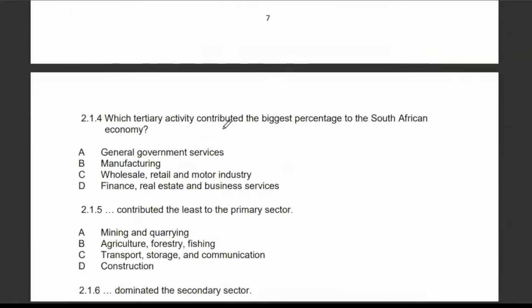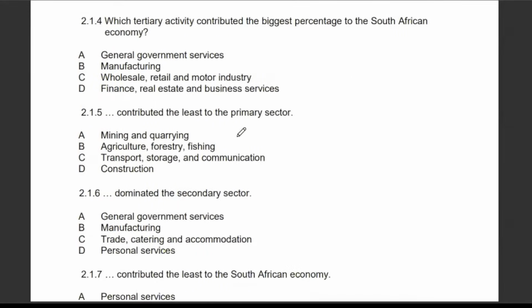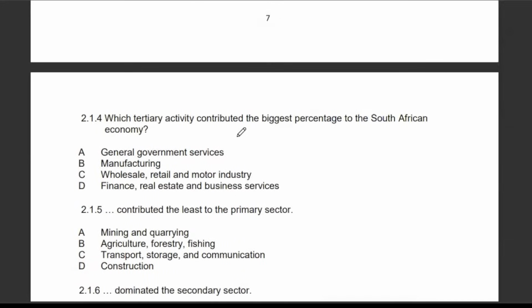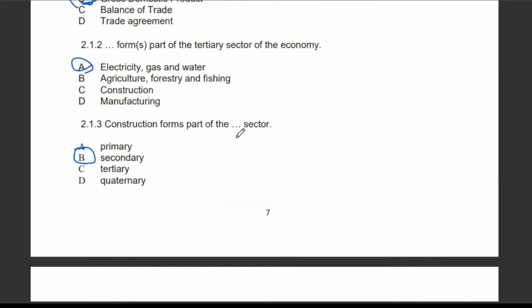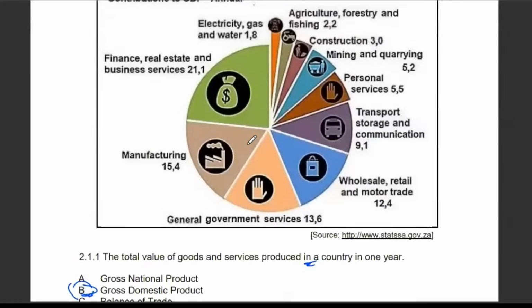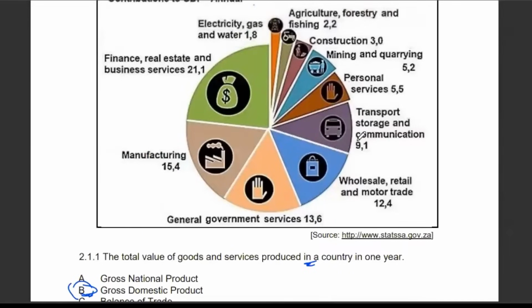Moving on to the next question. Which tertiary activity contributed the biggest percentage to the South African economy? We must check on the activities there and try to establish the tertiary activity which contributed the highest towards the economy of South Africa. So we are only comparing tertiary services, right?